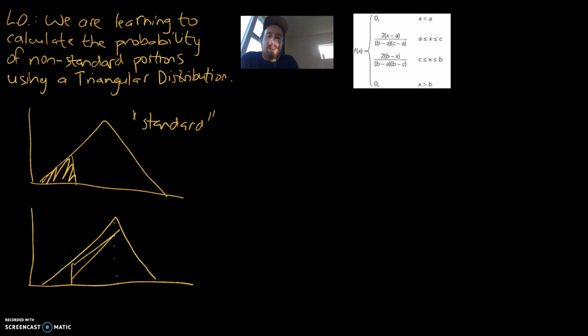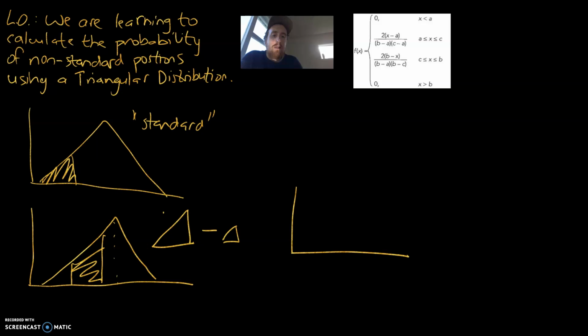So for example, if you were trying to calculate this portion of the triangle, what you would actually do is find the portion of that smaller triangle and then go 1 minus the probability of that to find the portion of the bigger triangle. And you can get more complicated questions as well. Maybe you've been asked to find the probability of that area, and what you would do is find the probability of the big triangle and subtract the probability of the small triangle. So those are combined triangular events.